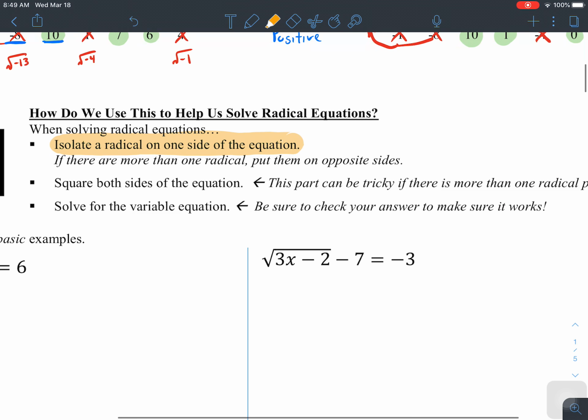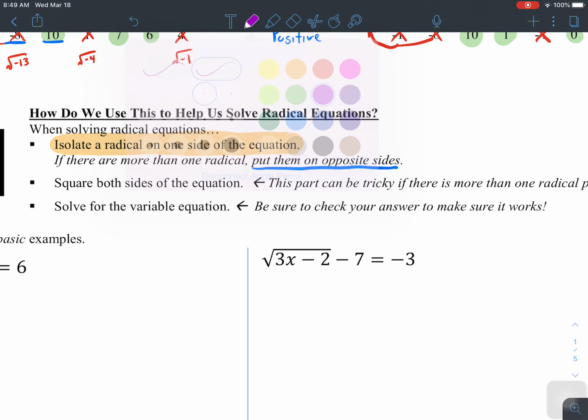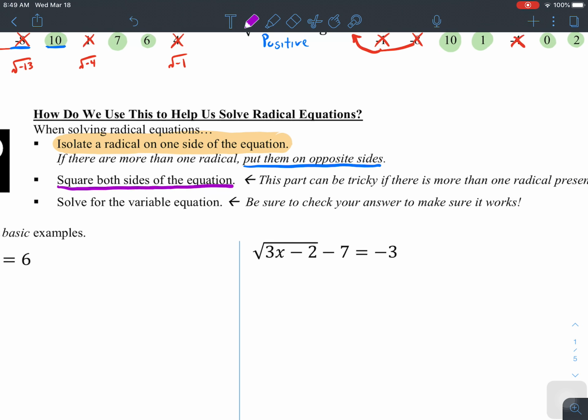Now, the more complicated ones are when you have more than one radical. And in that case, and we'll get to this, we're going to put them on opposite sides. We're going to isolate one and move the other one to the other side. That's going to allow us to square both sides, and that's helpful because squaring and square rooting are inverses. They're going to cancel each other out.